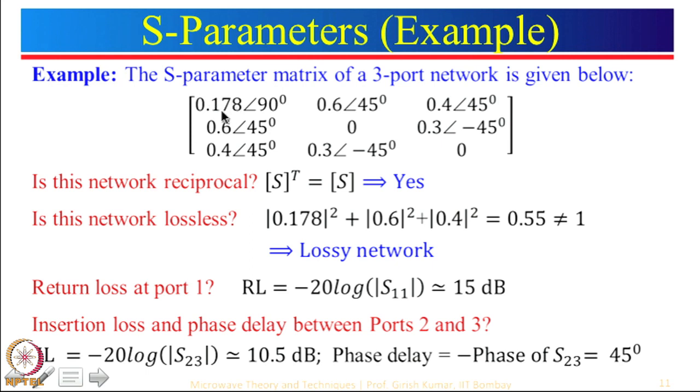What does the unitary condition say? S11 square plus S12 square plus S13 square should be equal to 1. Let us first check whether it is 1 or not. So 0.178 square plus 0.6 square plus 0.4 square, you add up all these things, it comes out to be 0.55. That means this particular network is not lossless because it is not equal to 1, hence this is a lossy network. Now we would like to know what is the return loss at port 1.